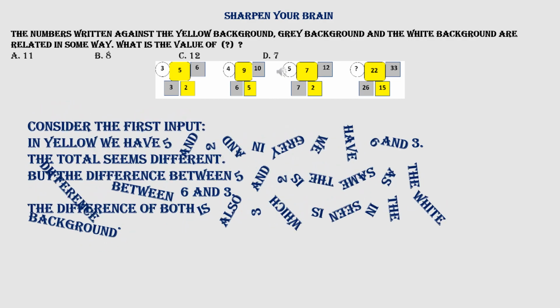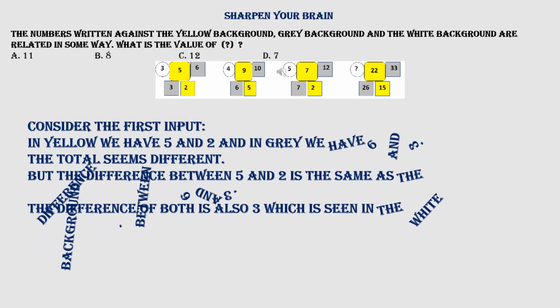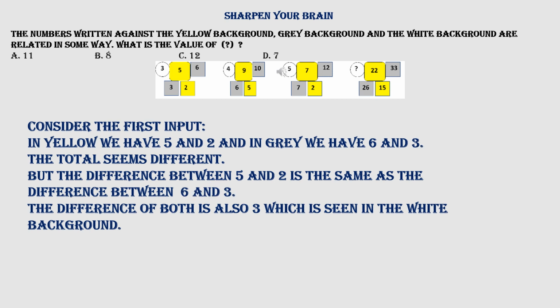Consider the first input. In yellow we have 5 and 2 and in gray we have 6 and 3. The total is not the same. But the difference between 5 and 2 is the same as the difference between 6 and 3. The difference of both is also 3, which is seen in the white background.